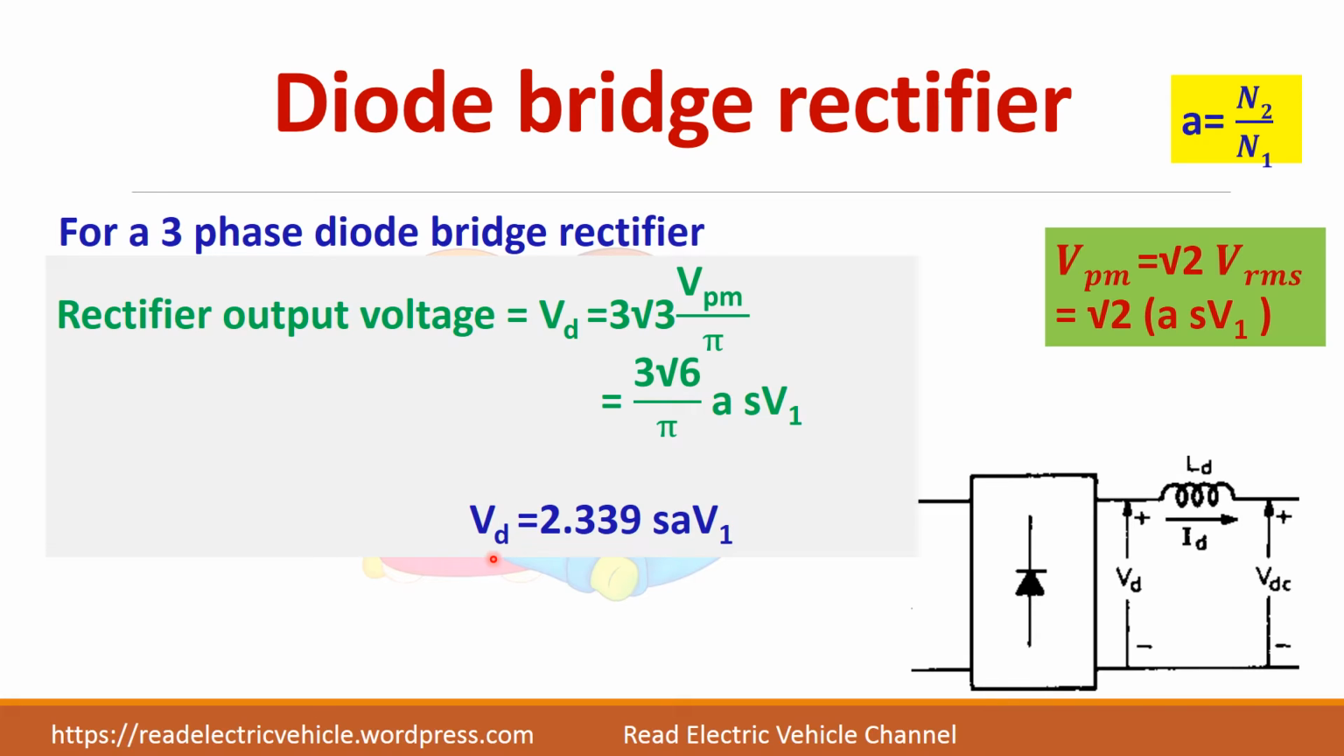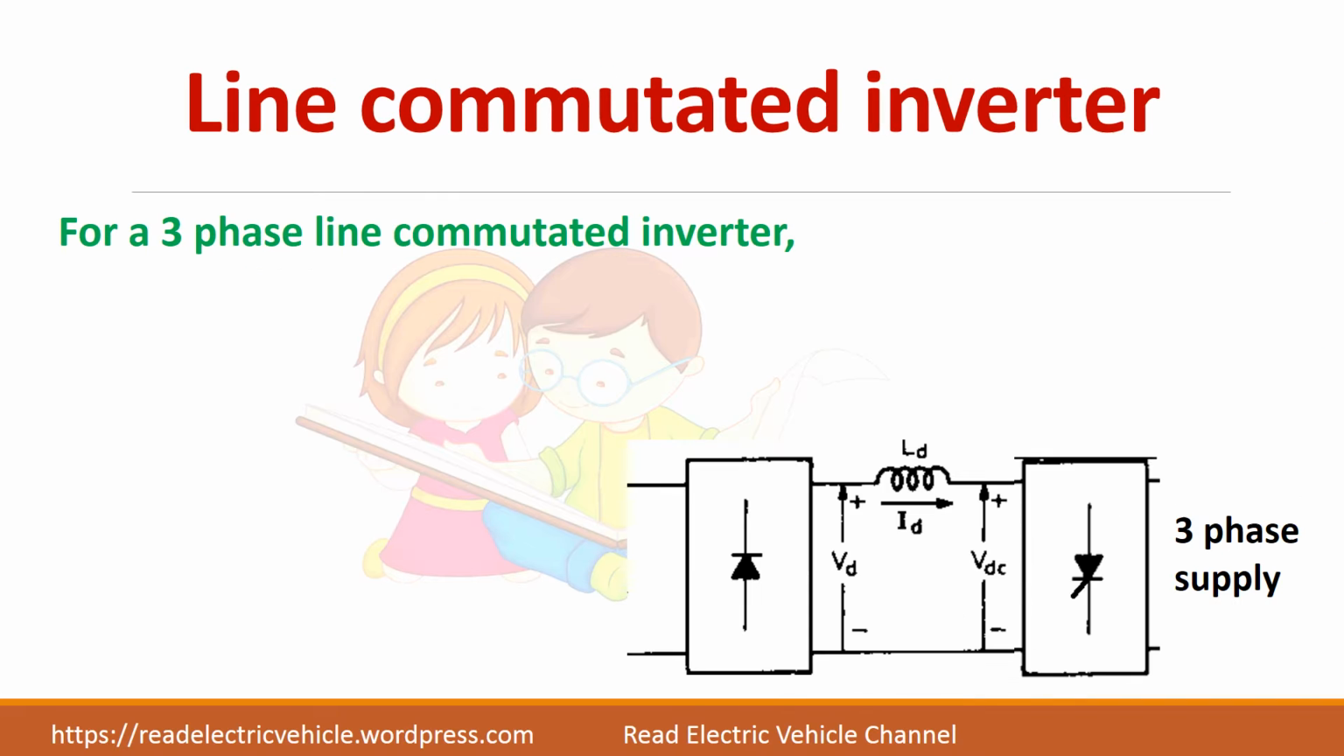So simplify it, VD is equal to 2.339 SAV1. So far we have calculated the output voltage of the diode bridge rectifier. Till this part we have completed. Now let us come to the next part, that is the line commutated inverter. So we have to calculate what will be this voltage VDC.